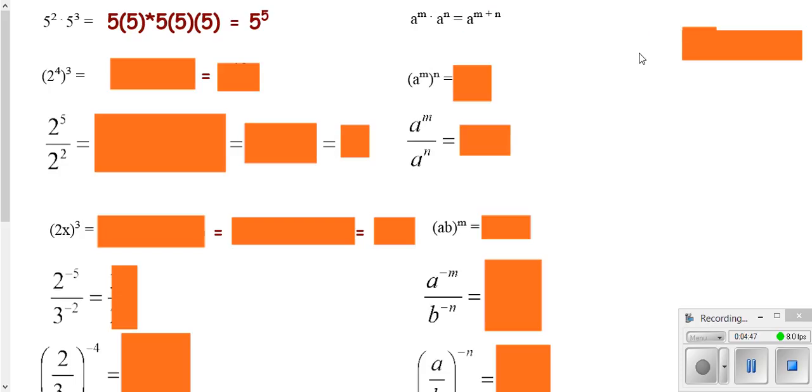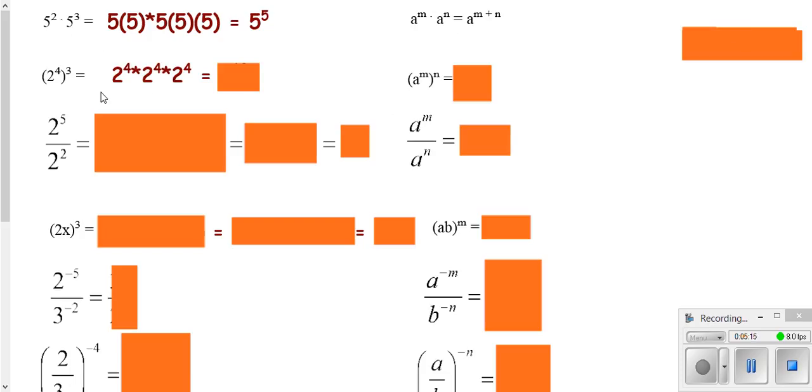I would encourage you not to just go ahead and try to memorize these rules, but to really think about what these exponents mean. Because then even if you forget the rules, you'll still be able to go ahead and work this out. Now, 2 to the fourth all cubed means that 2 to the fourth is going to show up 3 times. So you're going to have a 2 to the fourth, 2 to the fourth, a 2 to the fourth. Now that kind of takes us back to what we were doing here.